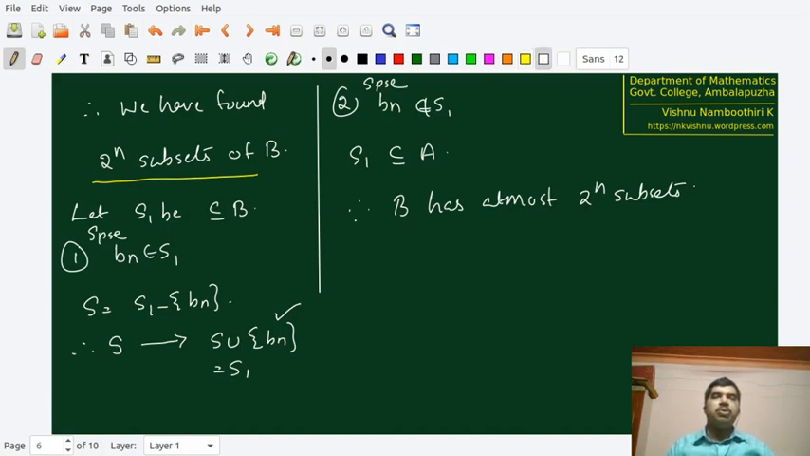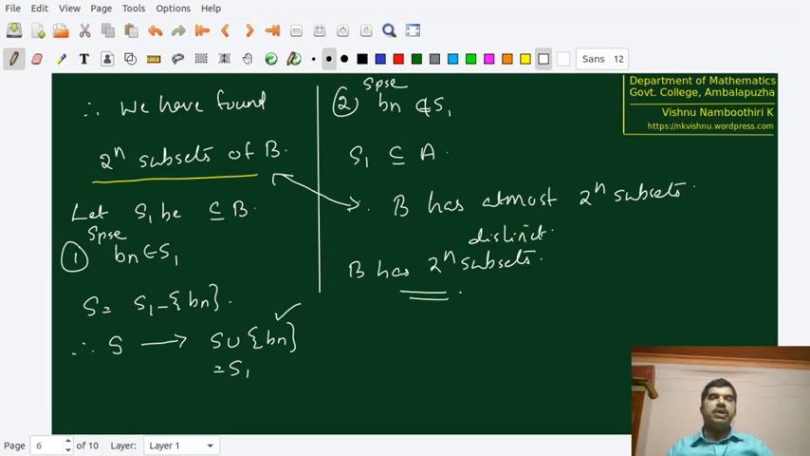Therefore, clubbing these two statements together, we get B has 2 raised to n subsets. In fact, distinct subsets, verifying what we claimed. We used only mathematical induction in this case, and we proved that if the statement is true for n-1 element sets, it's going to be true for n element sets also. Therefore, by mathematical induction, the statement we made is true for any natural number n.